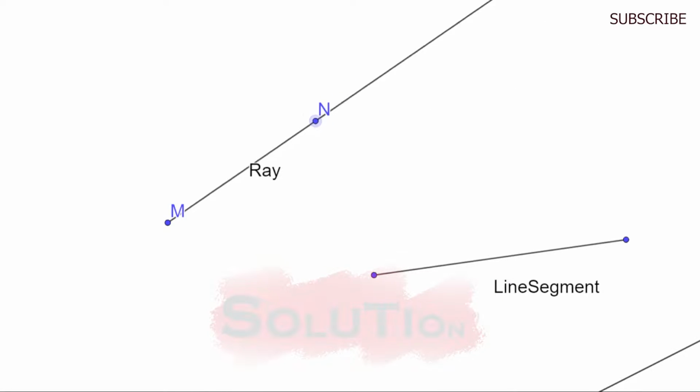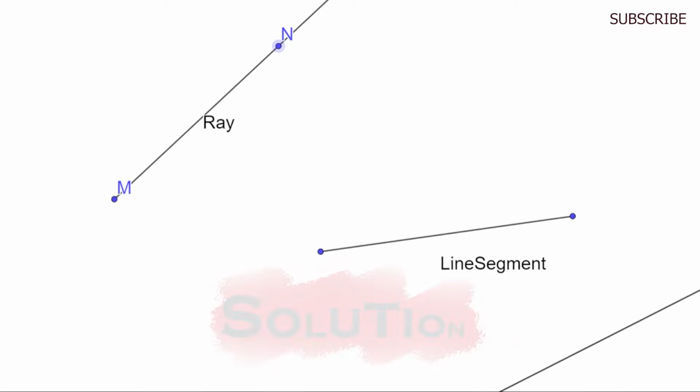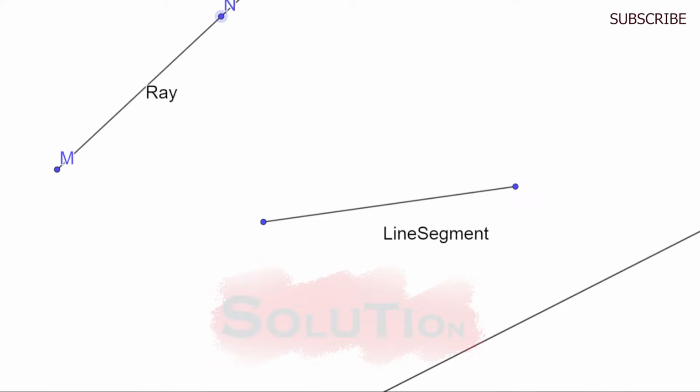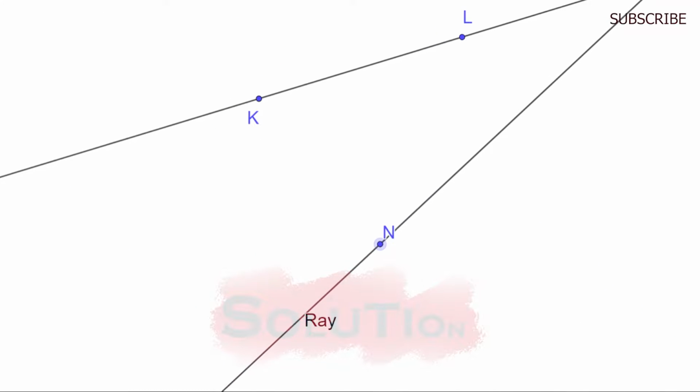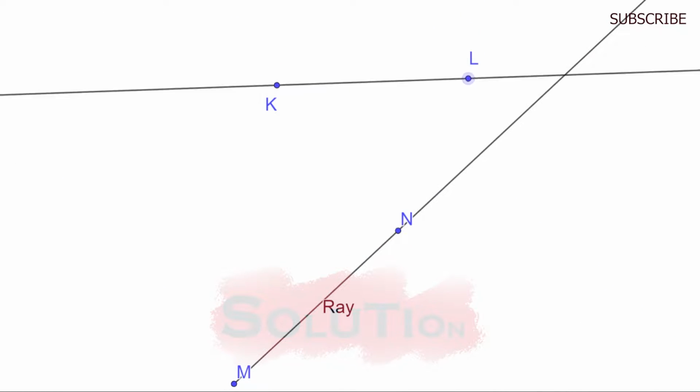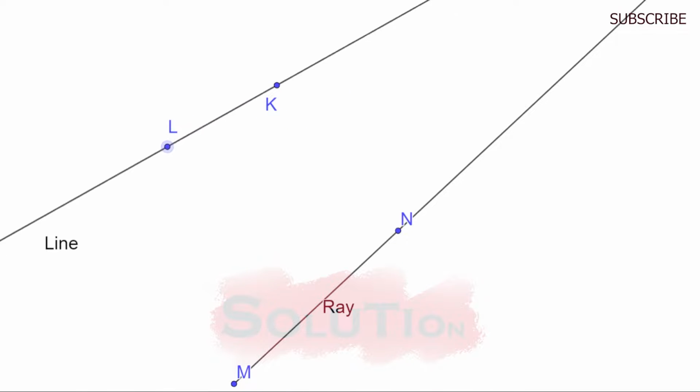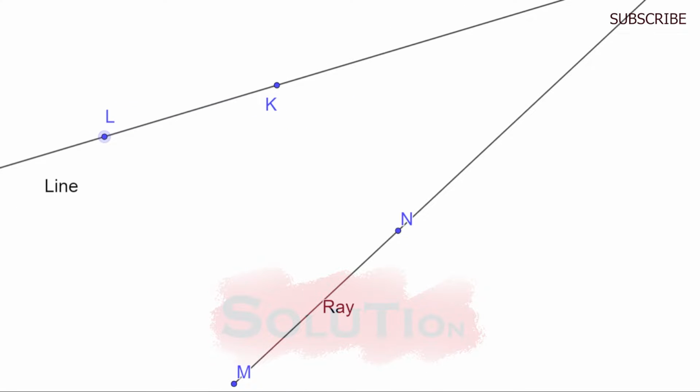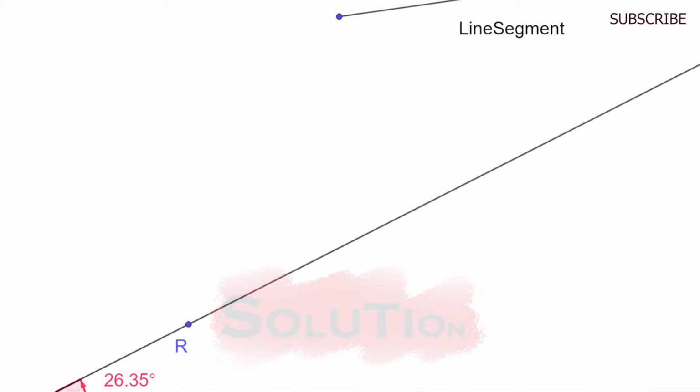So this is my ray, and below we have the line segment. You can see the line segment is a part of the line. And how is the line? This is my line in front of us, and the distance between L and K is the line segment. Now let us go down.